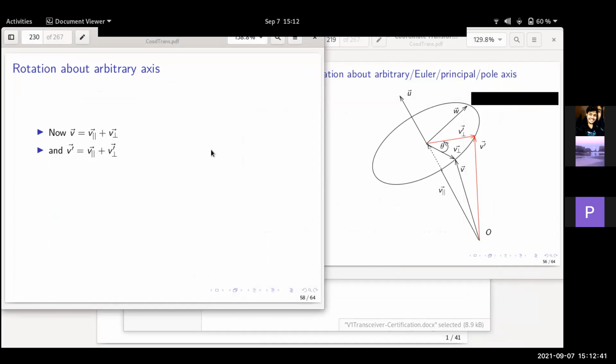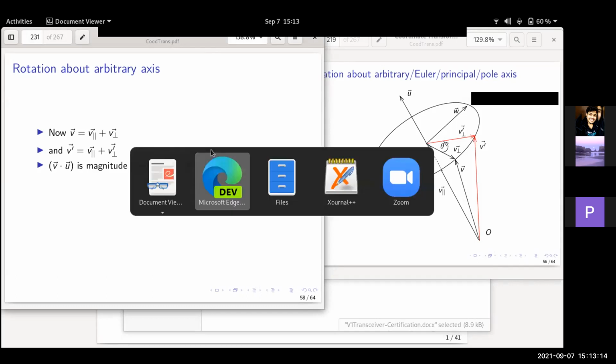So V therefore is the component of the vector which was along the axis of rotation, which is V parallel, plus the rotated vector from V perp, which is V perp dash. In order to compute V parallel, you should observe that when you take the projection of the vector V along the U axis, it is represented as V dot U. In order to remember this clearly, let me show you one figure.